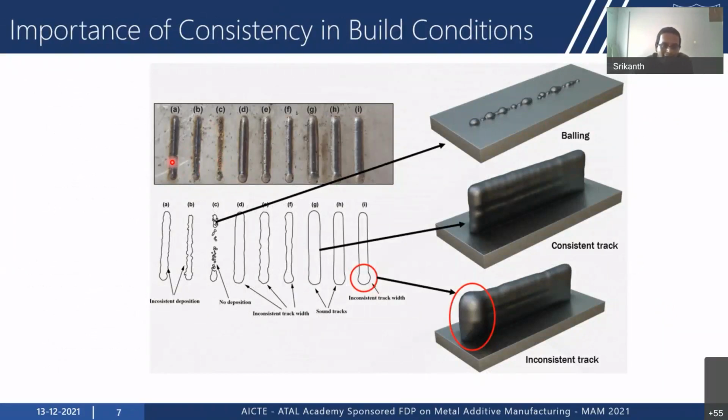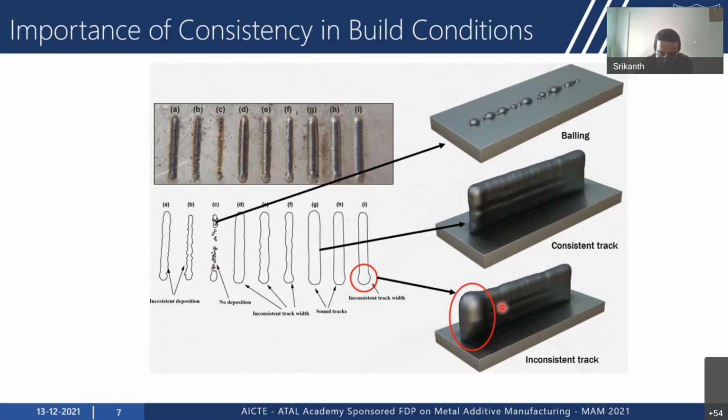Now, this figure illustrates the importance of consistency of the build conditions. You can see these are several single tracks, that is, multiple beads that have led to the formation of a track. Several single tracks have been deposited, and you can see that based on the process parameters, the tracks are of different widths. Also, you can clearly see that many of the tracks are inconsistent. In some tracks there is balling, that is, the breaking of the molten metal into small spheres, as you can see here, and this is reflected on the track here.